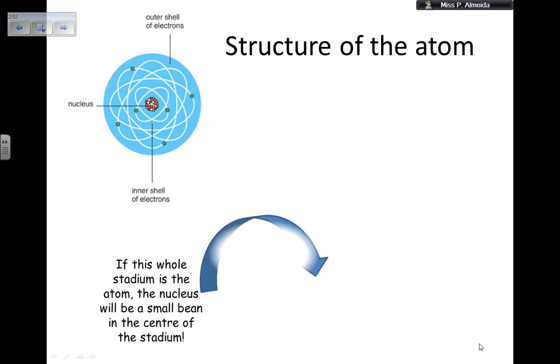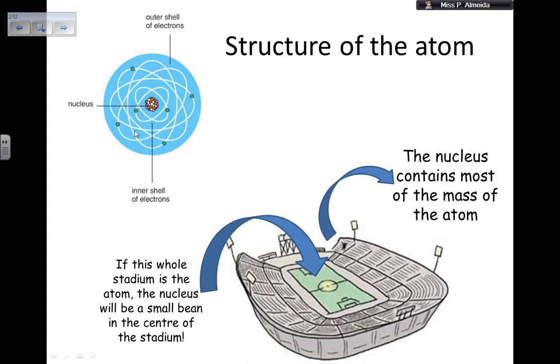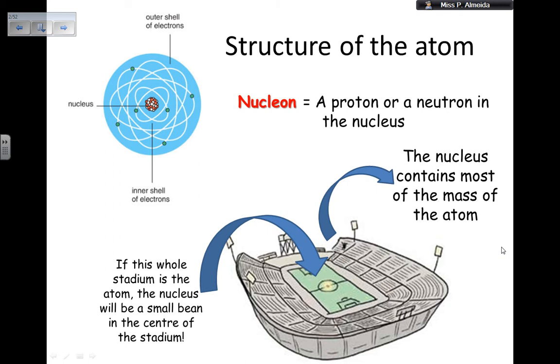So we have the nucleus right at the center, and we have the electrons going around more or less in shells, but they actually don't go around in nice circles as we learned in the past, okay? And just for you to have an idea, the nucleus, although it is very massive, as you will see in a second as well, if this was the whole stadium, the nucleus is going to be a small bean in the center of that stadium, okay? And despite the fact that it's so small, it still contains most of the mass of the whole atom, okay? There's going to be a new keyword for us as well, which is nucleon, okay?